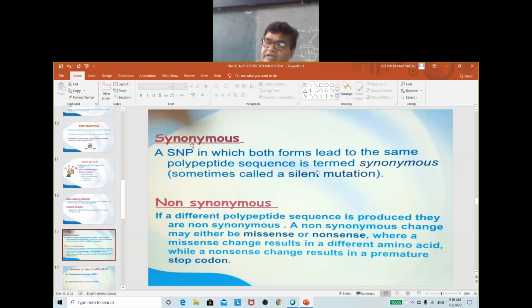If purine changes into purine, then it is known as transition; if pyrimidine changes into pyrimidine, then it is known as transition. But if purine changes into pyrimidine and pyrimidine changes into purine, then we will call it transversion. So again we get two different types of SNP. One is transition and the second is transversion.